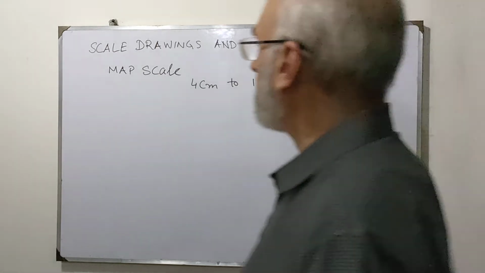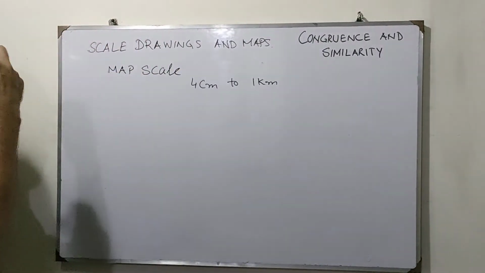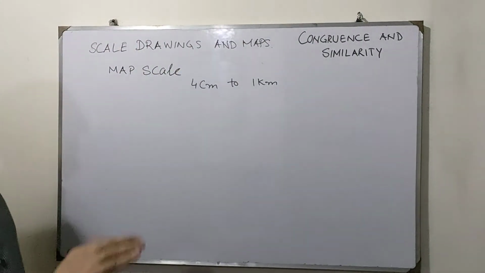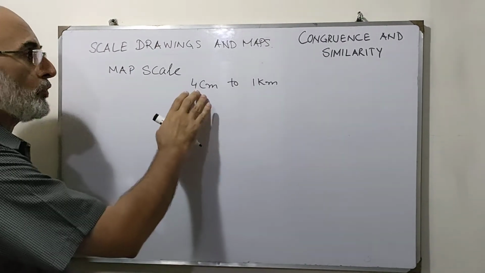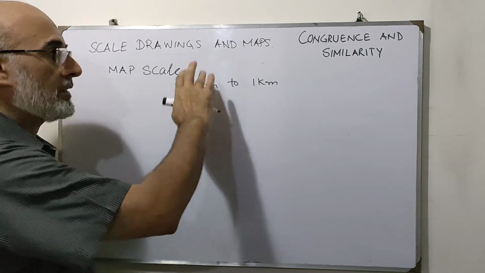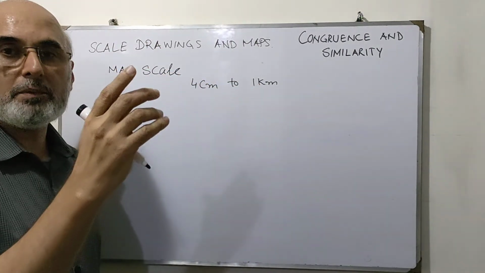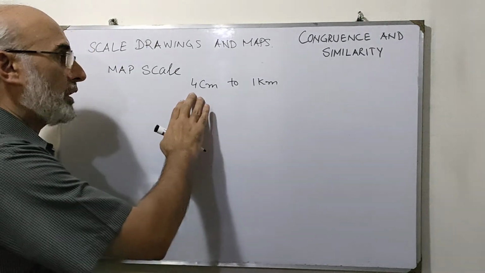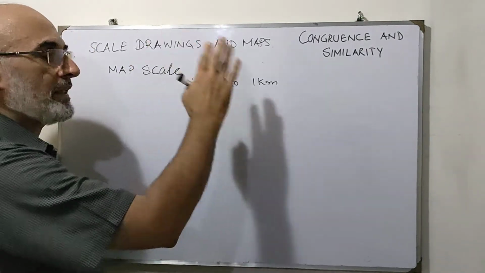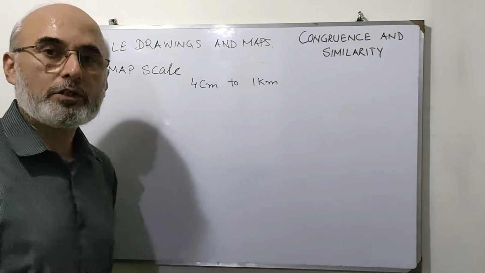Okay, now for the second example, we have a map scale, right? And what is this map scale giving us? 4 centimeters on the map is equivalent to 1 kilometer on actual land. So 4 centimeters of map is representing 1 kilometer of actual land.